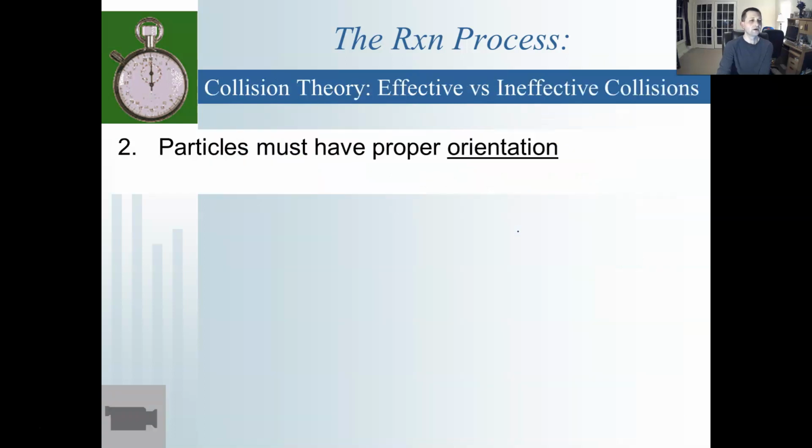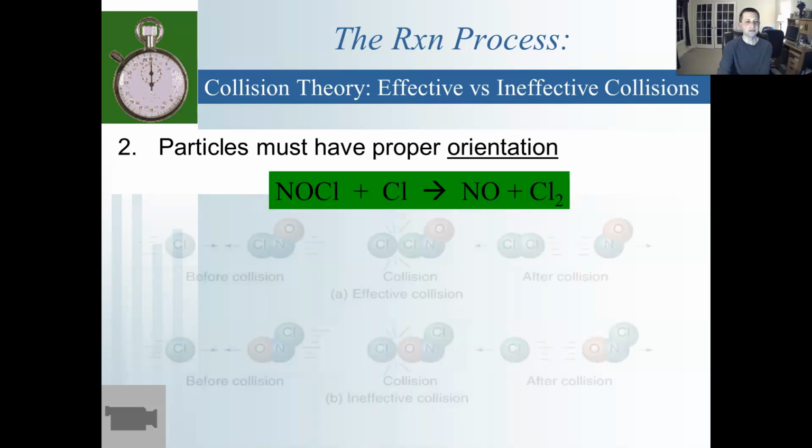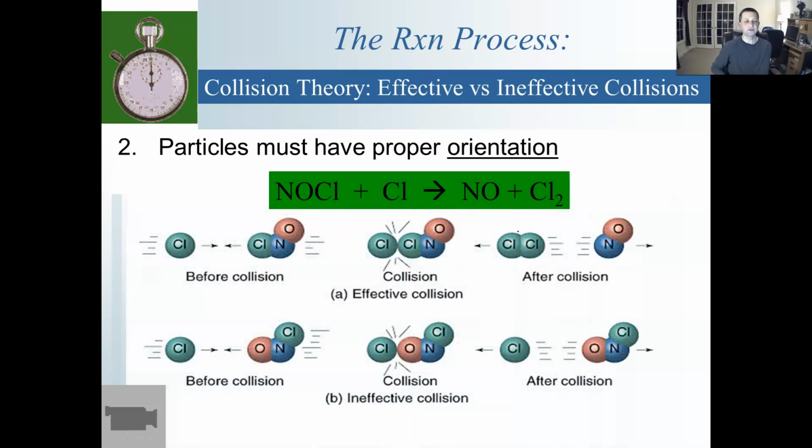Okay, number 2, particles have to have the proper orientation. This is very easy to understand, I think. Here's our reaction. We have NaCl plus Cl yields NO plus Cl2. So in this case, we have NaCl needing to collide with a Cl atom. You can see the top row here. We have our Cl atom right here and our NaCl right there.